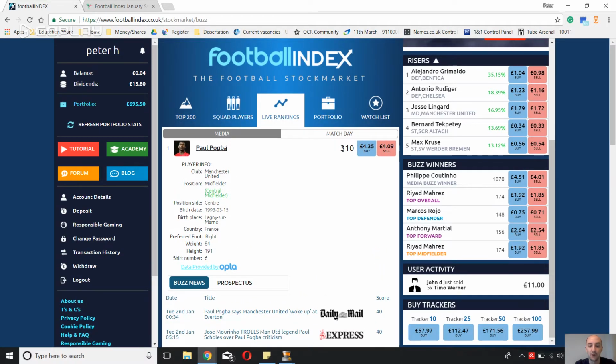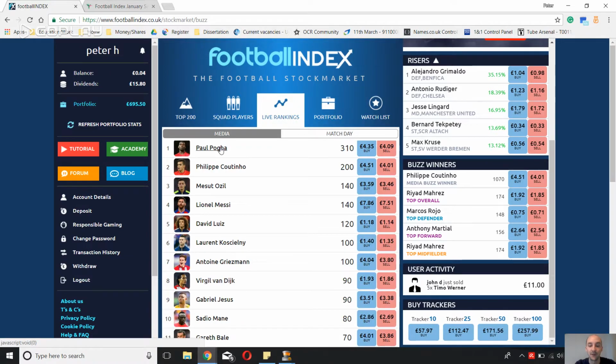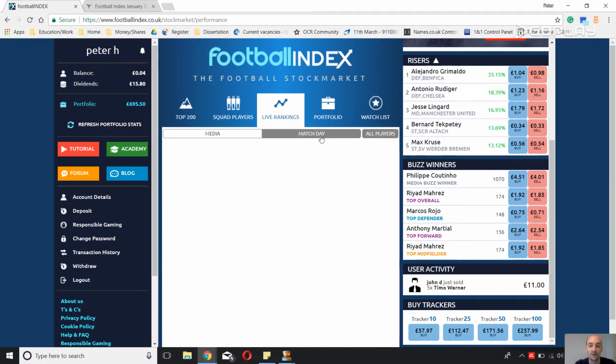As you can see here, Paul Pogba has 310 points from today, which is putting him so far at the top of the media buzz. Coutinho, with his ongoing transfer saga to Barcelona, is on 200 points, but could rise if a transfer went through today. There is also the match day buzz. As it's only 10 o'clock in the morning and there's been no match days, this currently isn't populated. However, with games happening quite a lot over the Christmas period, when there's a game later, if there was a hat-trick scored, goal scores, player sent off, there would be a lot of buzz and mention around that player, which would put them at the top of the matchday buzz.